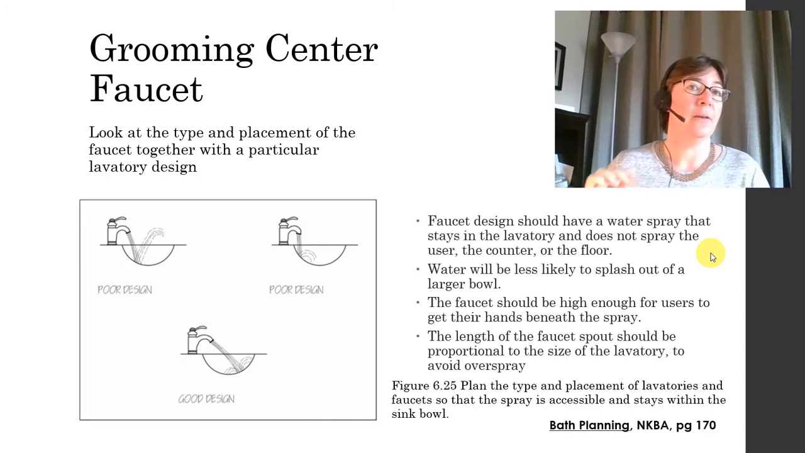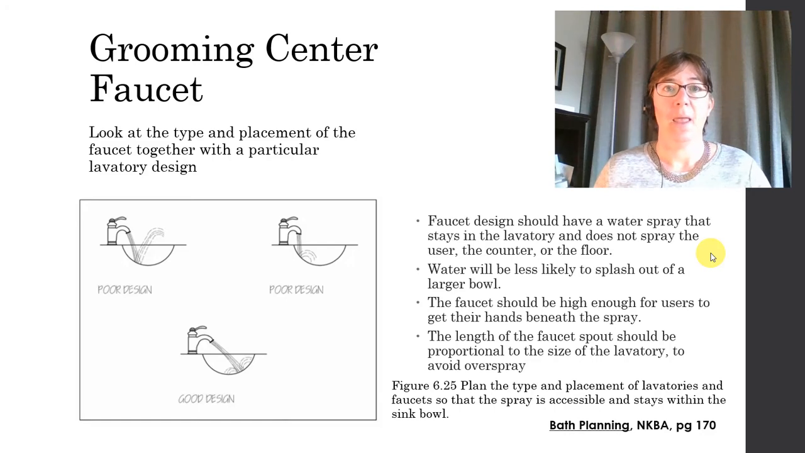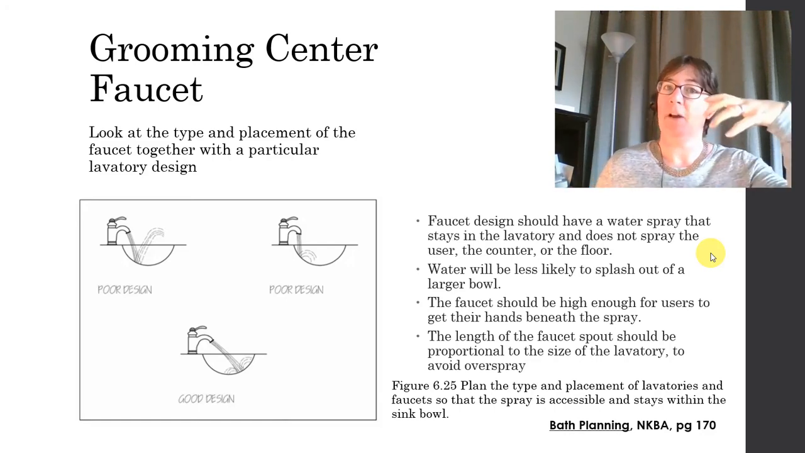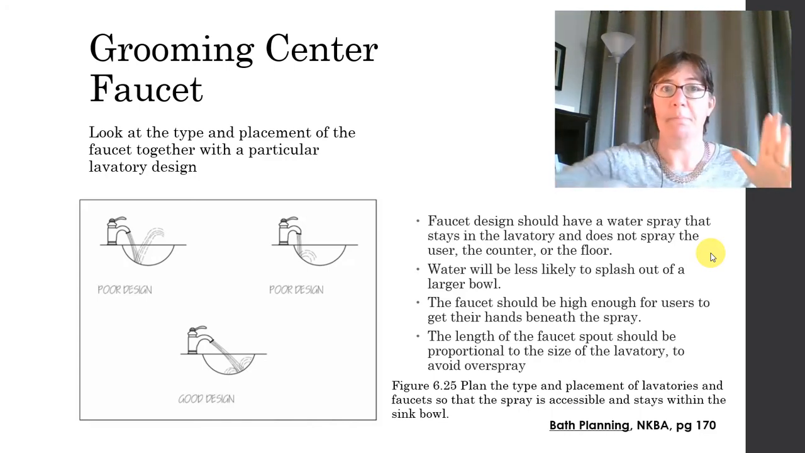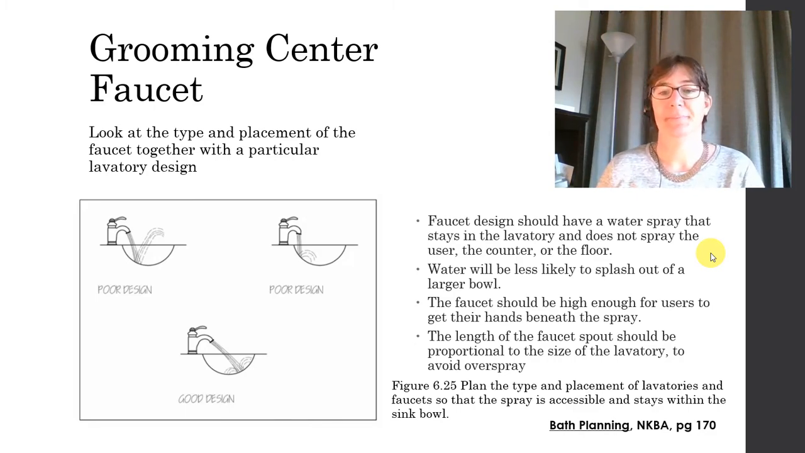You might want to choose a larger bowl. It's less likely that water will splash out. And be sure that you get that faucet high enough and far away enough from the back of the lav so that your hands can get under the spray. And finally, the recommendation is the length of the faucet spout needs to be proportional to the size of the lavatory in order to avoid overspray, which is when it doesn't even bounce out, it just sprays out of the bowl in the first place.